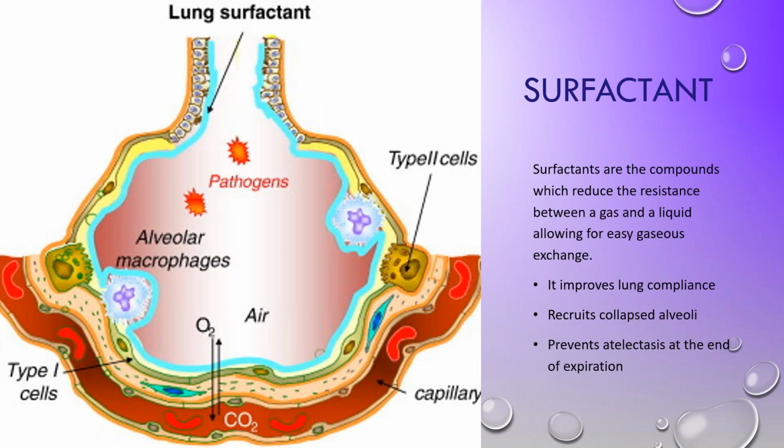Surfactants are the compound which reduce the resistance between a gas and a liquid and allow for gaseous exchange. Surfactant starts being present in the lung from about 24 weeks. However, it is very often not the right component or the right volume. It improves the lung compliance. What that means is that it allows the little alveoli to stretch and relax without any problems.